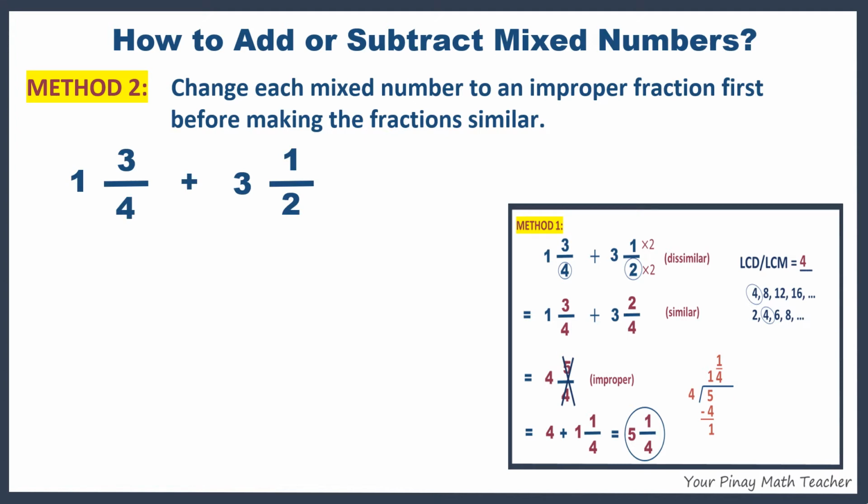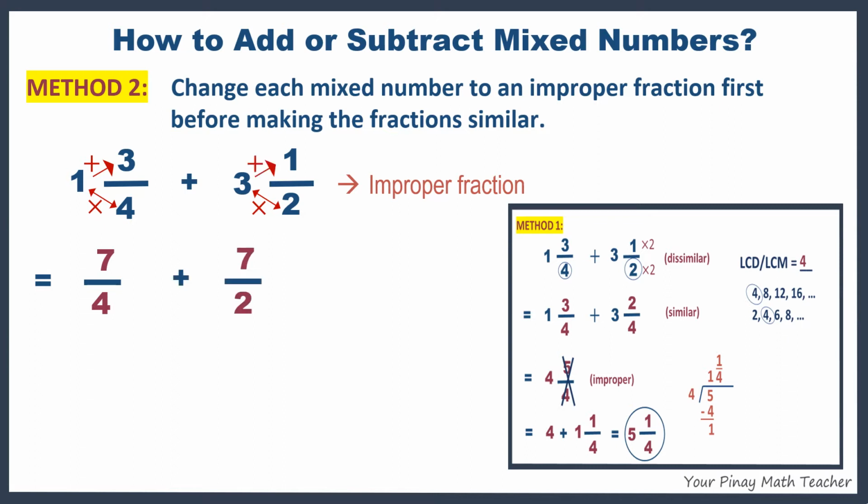You have to change each mixed number to an improper fraction. So we have to multiply 1 and 4. We get 4 plus 3. We get 7 over 4. Then we add the product of 3 and 2. So we get 6 plus 1. We get 7 over 2.